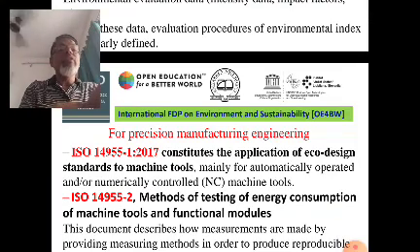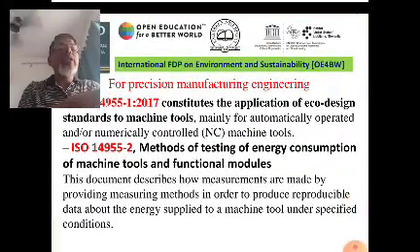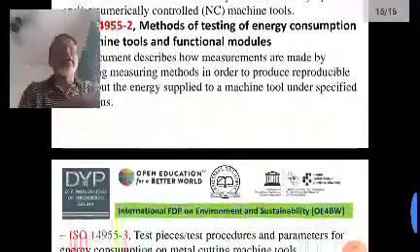Then for precision manufacturing engineering, ISO 14955-1 constitutes the application of eco-design standards to machine tools, mainly for automatically operated and/or numerically controlled machine tools. Then the second part is the method of testing the energy consumption of machine tools and functional modules. This document describes how the measurements are made by providing the measuring methods in order to produce reproducible data about the energy supplied to machine tools under specified conditions.